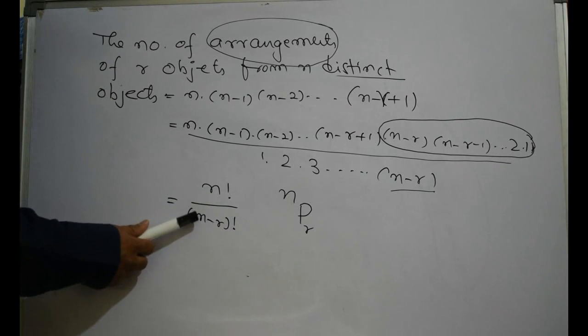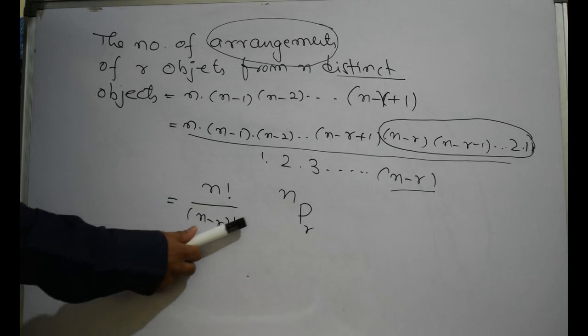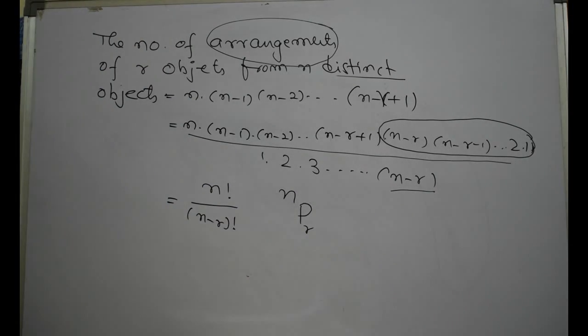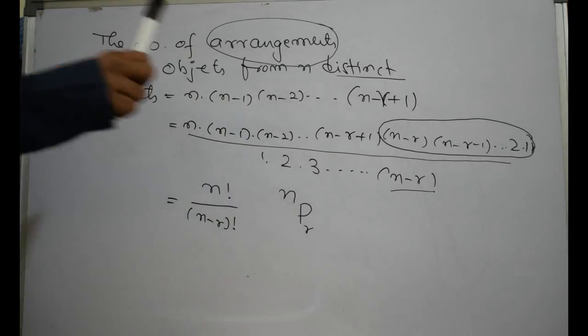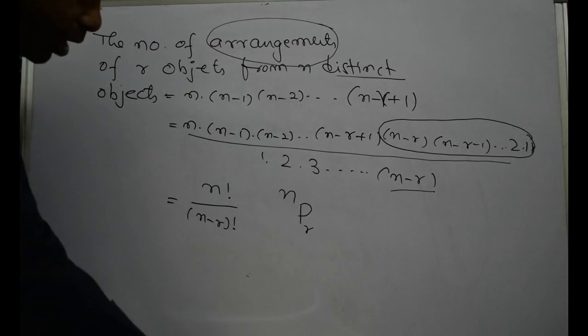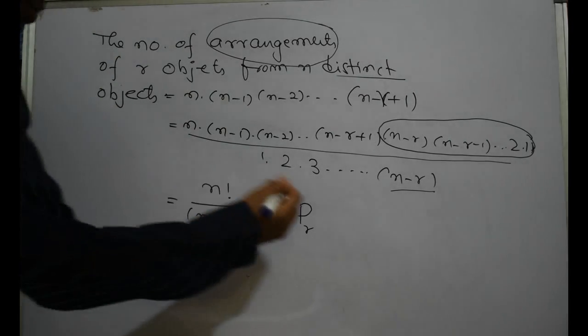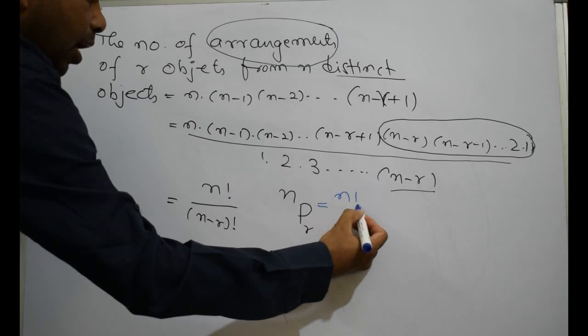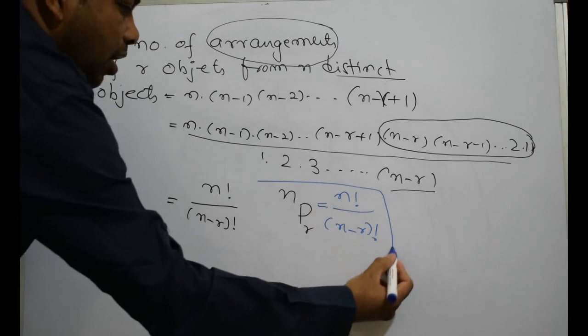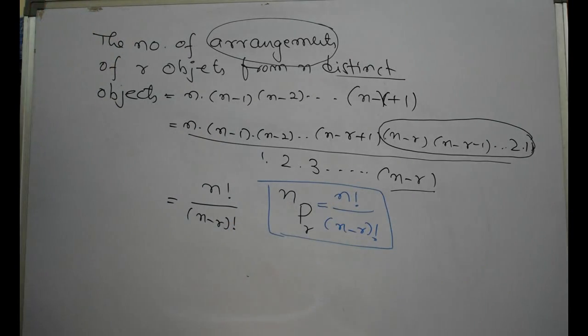Keep in mind, this formula nPr, which is equal to n factorial by n minus r factorial, will be used whenever you are given distinct objects. N given distinct objects. So you want to use how many? R objects. So therefore what is nPr now? The nPr formula is what? n factorial by n minus r factorial. nPr is equal to n factorial by n minus r factorial.